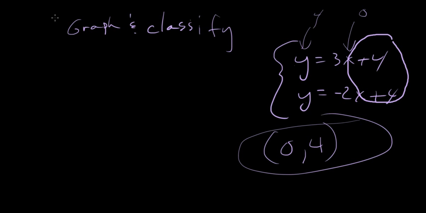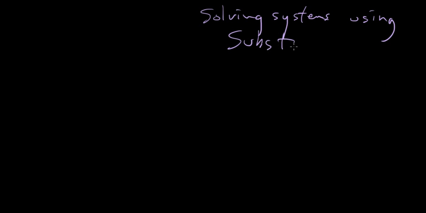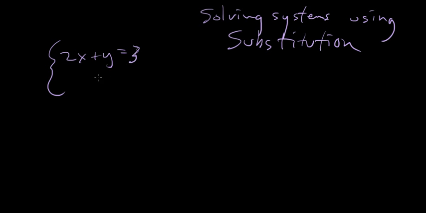Okay? Let's try another method of solving these things. We're going to use substitution. So, solving systems using substitution. This is pure algebra now. We're not going to do graphing on this. And so I've got two equations here. 2x plus y equals 3. And 3x minus 2y equals 8. First thing you notice, they're not in slope-intercept form. They are in standard form.